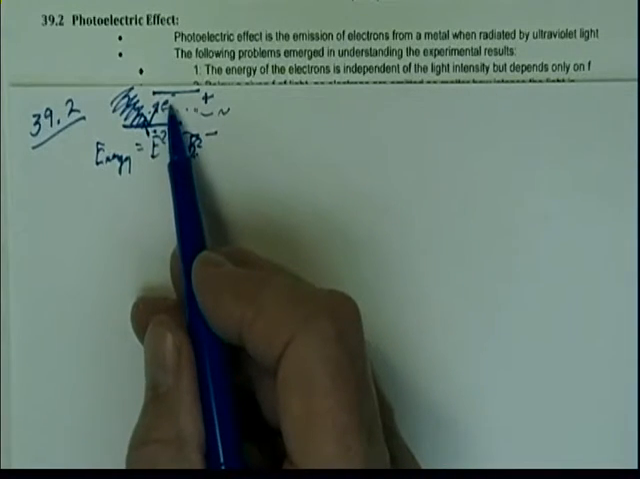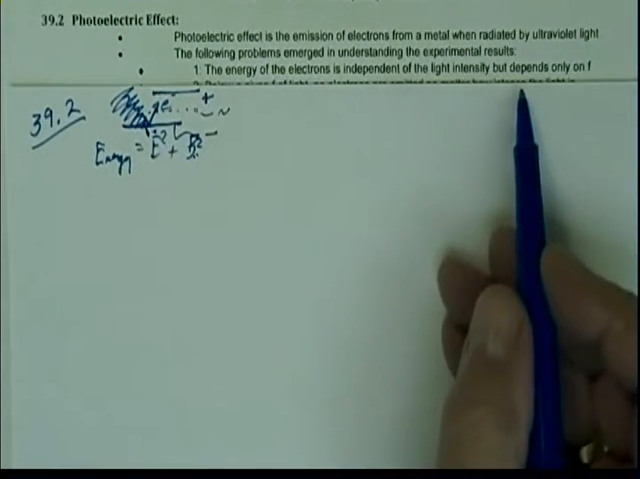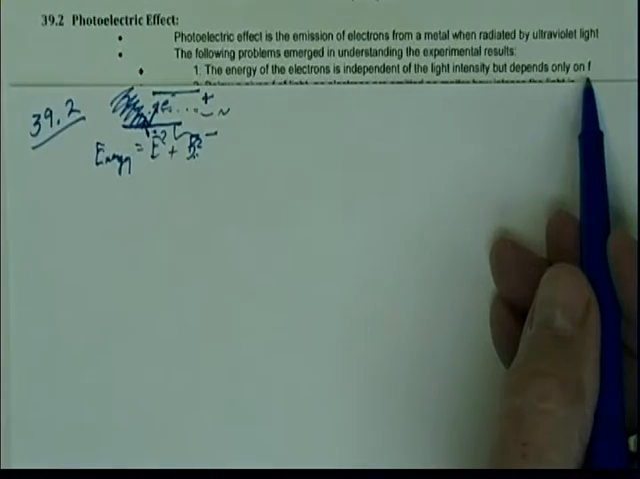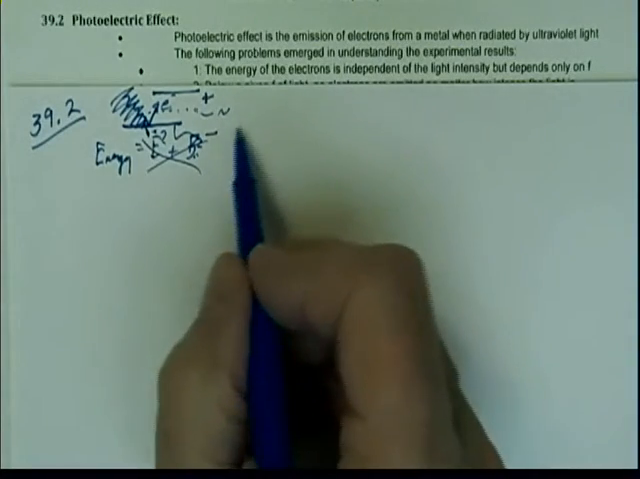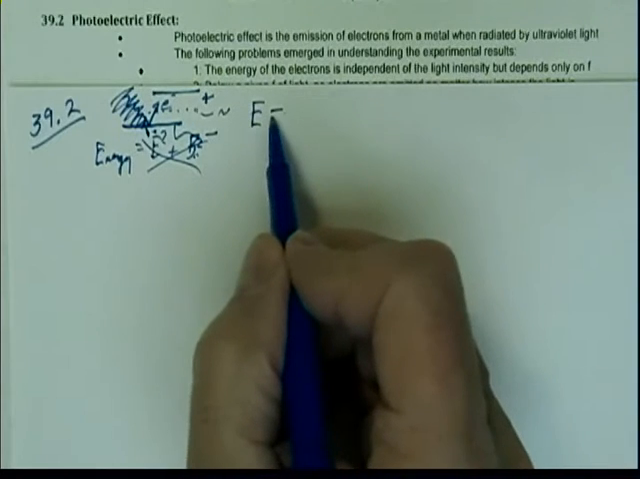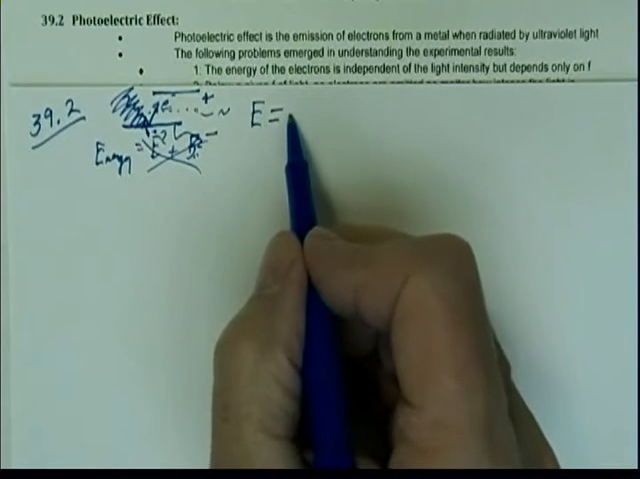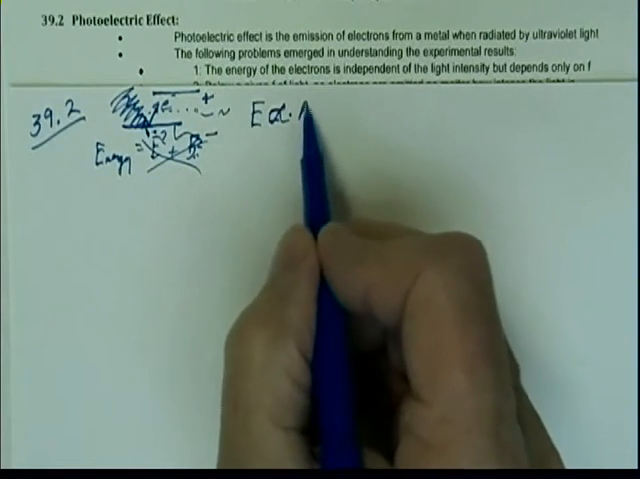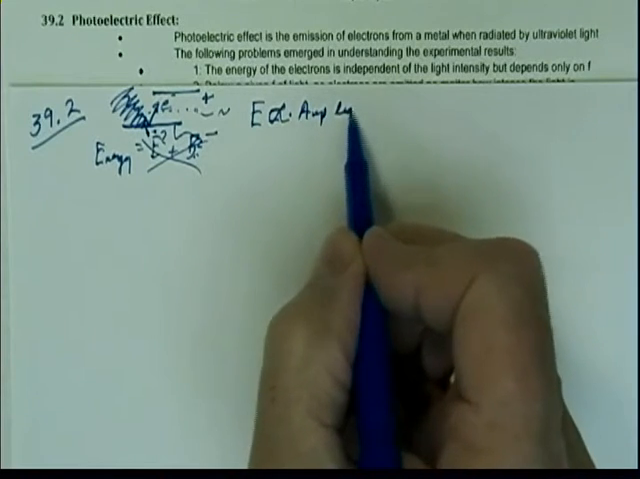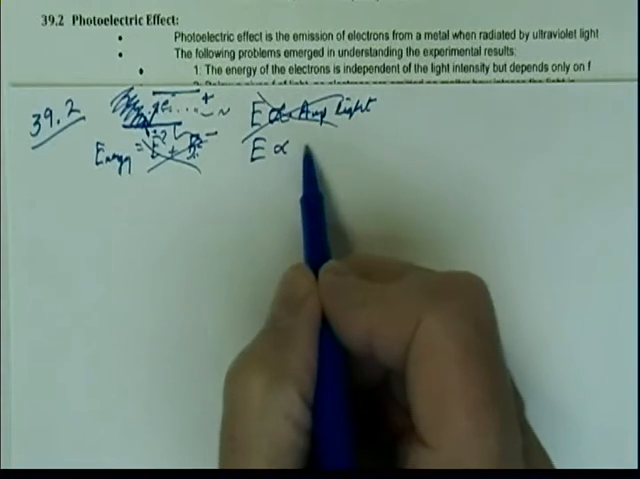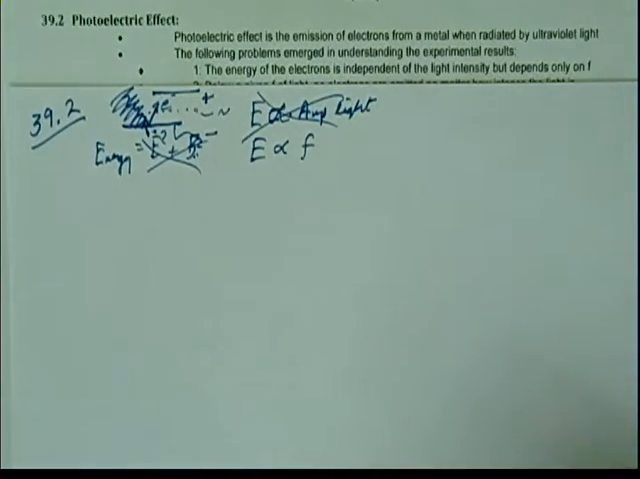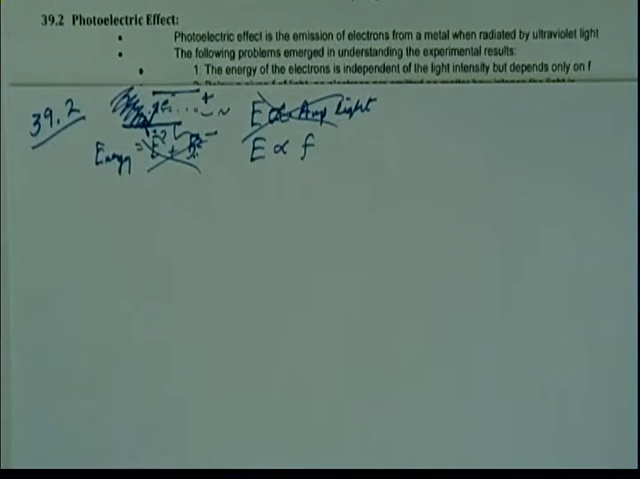Now we get more electrons, but the energy of the electron depends on the frequency. So this is not true: energy does not depend upon the amplitude, it is not proportional to the amplitude of the light. No, the energy is proportional to the frequency of the light. Well, why would it care what the frequency is?